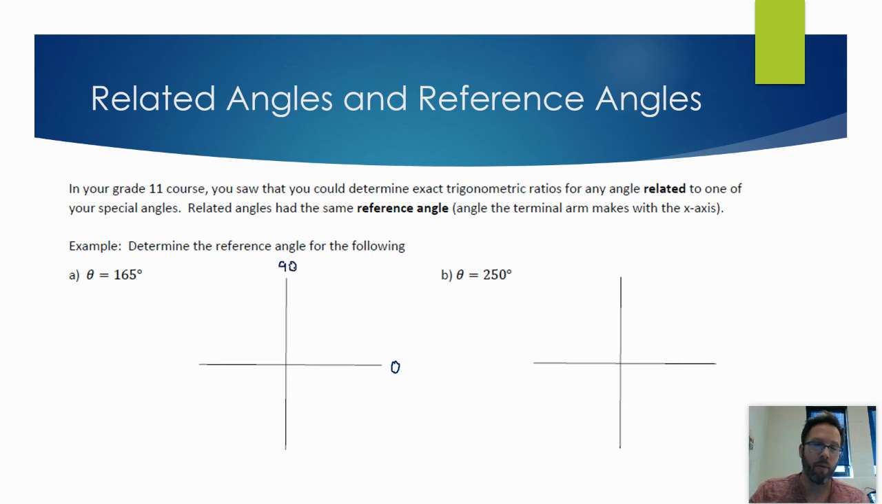So what I might do with my class who's learning this right now, might say, okay, just draw the 0, 90, 180. And if you're drawing 165 degrees, just do a rough sketch of where that would be. It'd be around here, right? This is about 165 degrees. The reference angle is the angle that this angle makes with the x-axis. The reference angle here would be 15 degrees, 180 minus 165. So we call this the reference angle. It's always acute.